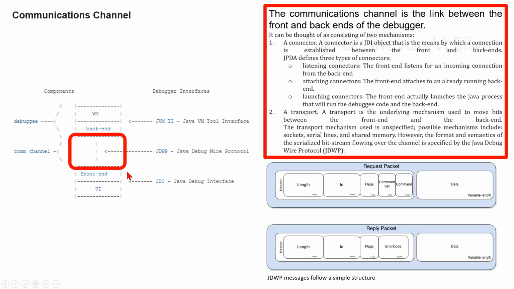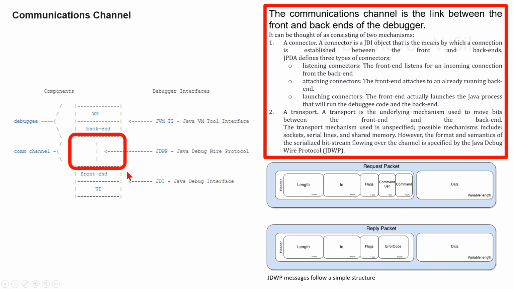Listening connectors: the front end listens for an incoming connection from the back end. Attaching connectors: the front end attaches to an already running back end. Launching connectors: the front end actually launches the Java process that will run the debuggee code and the back end.